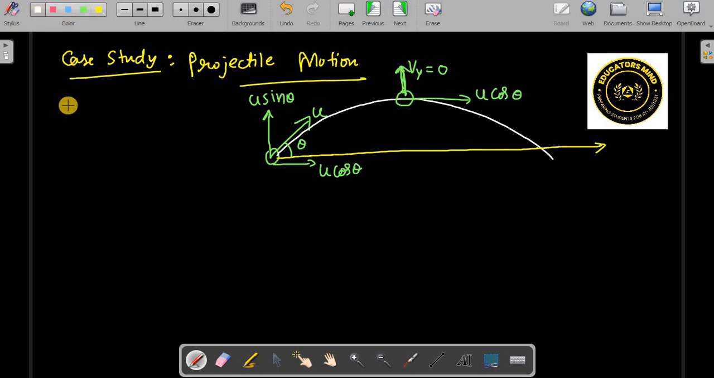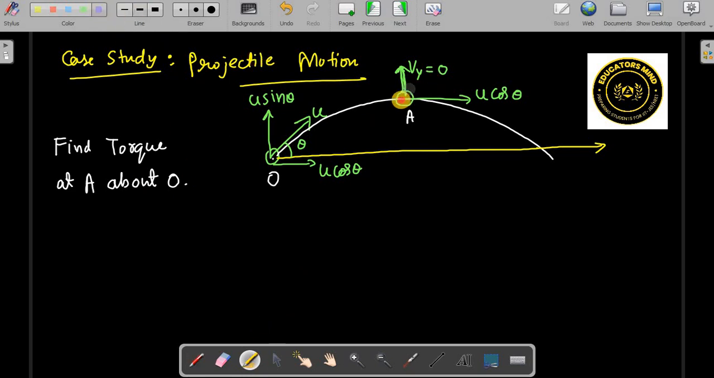Now this is the origin, let us say, and the body is right now at the maximum height. Suppose I say find the torque at A about O. What does this mean? When the body is at position A, what is the torque on this body about O? We are calculating torque about O.